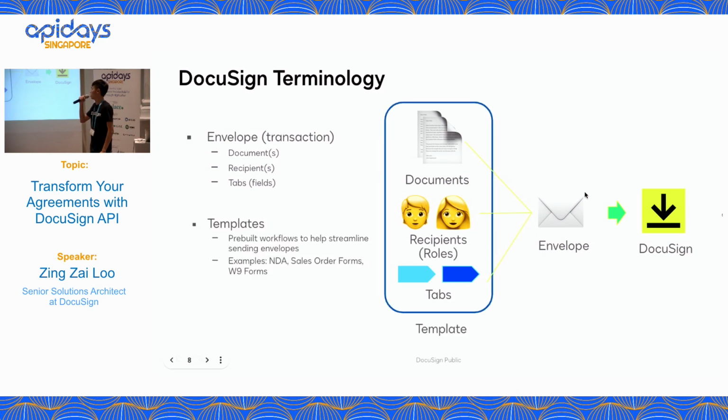So in DocuSign, we also have something called templates. Templates are pre-built workflows to help streamline this entire sending process. What this means is, typically I always need to make use of the same document and pretty much the same recipient for sending out an NDA, for example. It's always the client and then CC my lawyer, right? Templates help me, with one click of a button, to very quickly send that envelope out.